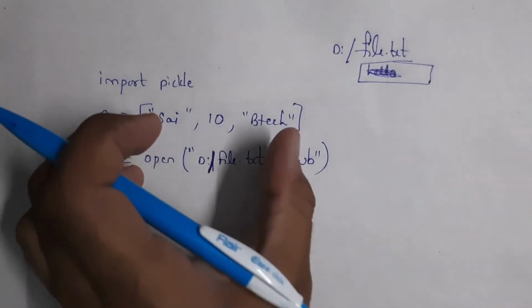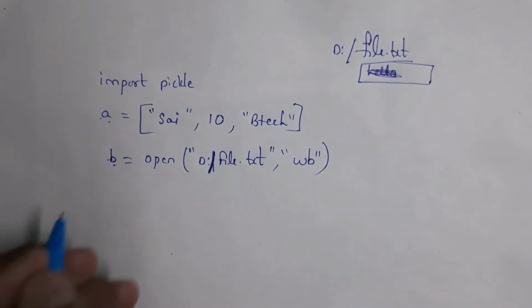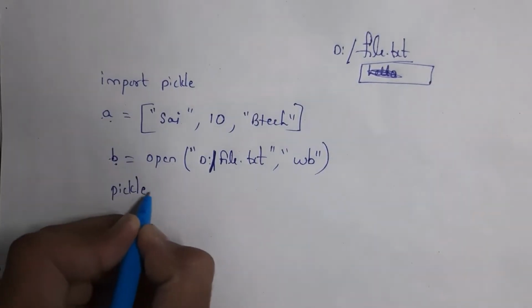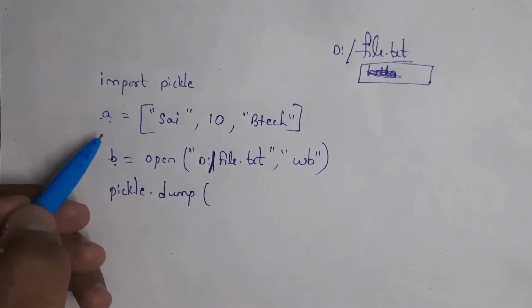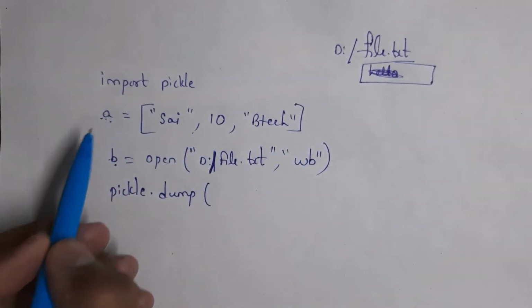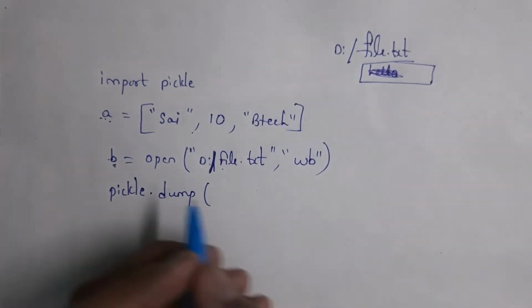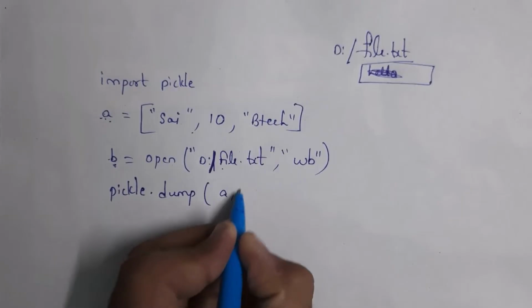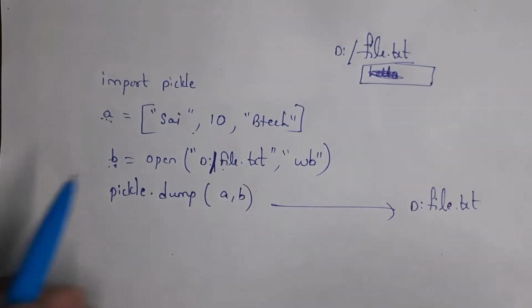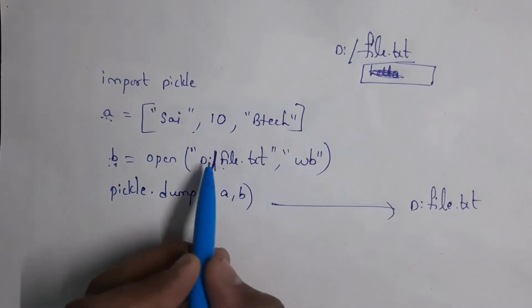Now I want to copy the list which is present in object A to object B. So just write here pickle.dump. By using the pickle.dump method, we can copy the list which is present in object A to object B. Object B is nothing but file.txt. So just write here pickle.dump(a, b). Whenever you run this code, it will store the list into my file. That file name is file.txt, which is present in local disk D.